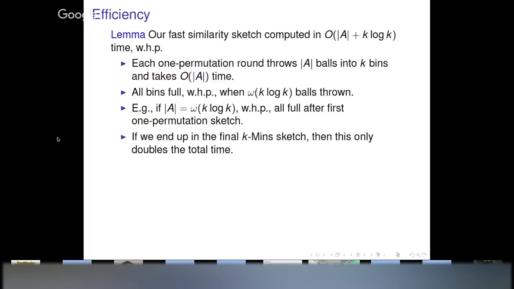And this K-mins we only do at the end. But if we do it, we've already spent K rounds of one permutation hashing, so that could only double the total time. So again, we're basically just looking at how long it takes to fill all the bins. The last thing is just a hack to make sure we never lose more than what corresponds to at most K rounds. Okay.